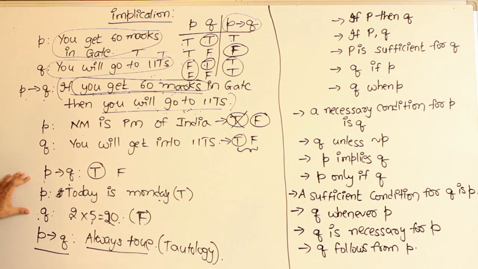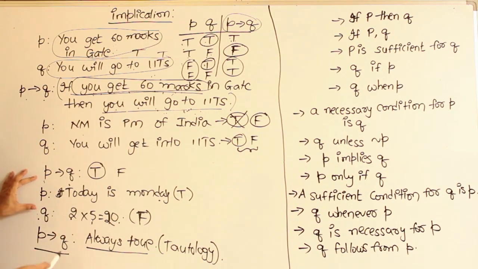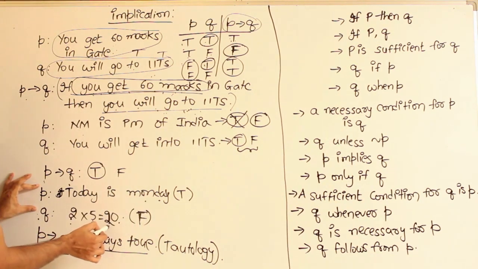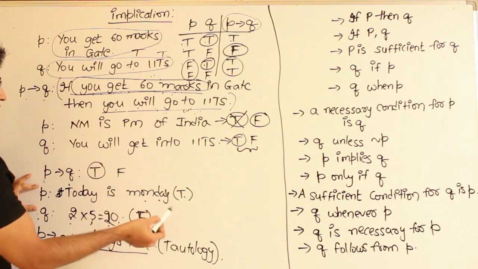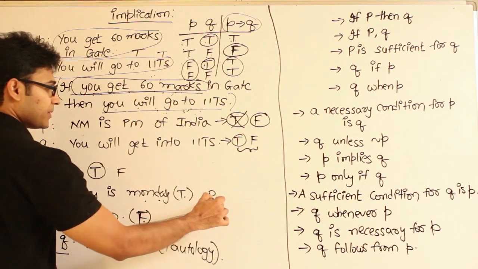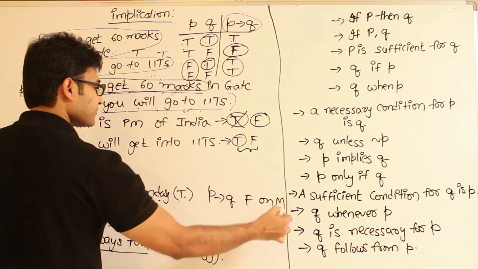So you have to get used to this language. It is a completely different language, and it doesn't make sense to you in a normal way. But later, when we do examples, it will be clear why it is used. So as of now, try to get used to this. Again, what is the meaning of this? If today is Monday, then 2 into 5 equals 20. If this one is true and this one is false, then the entire thing is false, which means P implies Q in this case will be false on Monday.